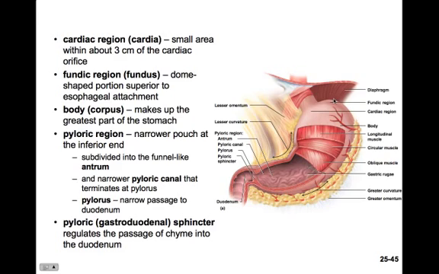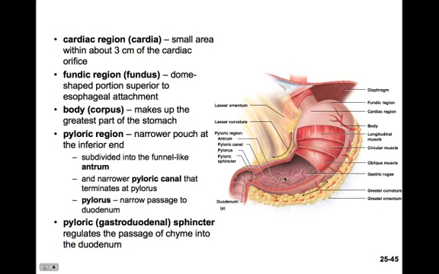First, the cardiac region, right here by the cardiac orifice where food enters the stomach. The fundic region is the portion superior to the esophageal attachment, so here. Then the body. This is the main portion of the stomach. The body right in here. The pyloric region, the stomach narrows slightly, so this is the pyloric region at the inferior end.